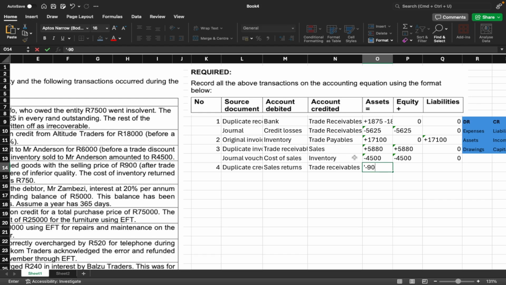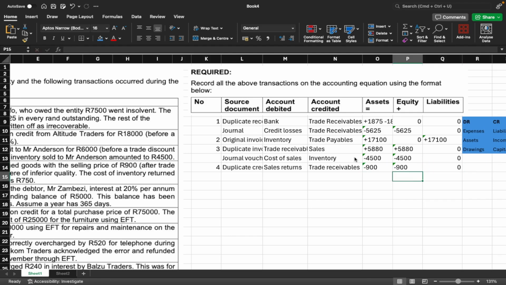And what about sales returns? What is sales returns? Well, as we've just explained, sales returns is an expense account. We're going to put it under equity, as with all our other expenses. So we're going to put minus 900 rand under equity, and of course we have nothing for liabilities here.